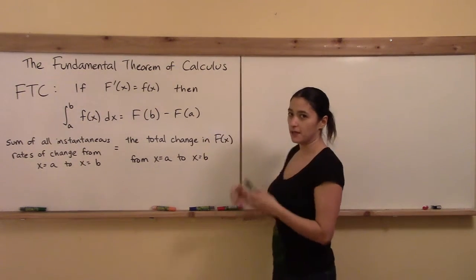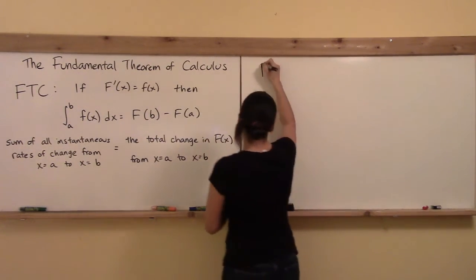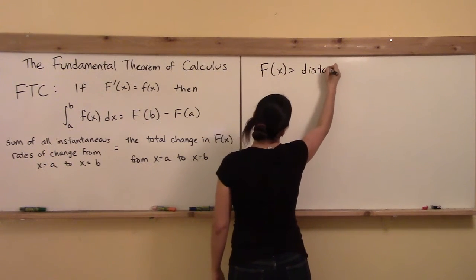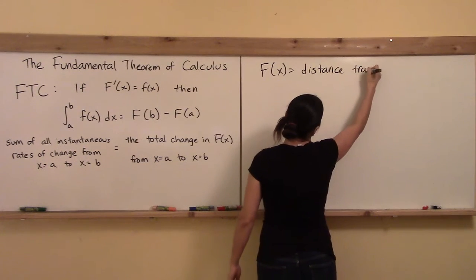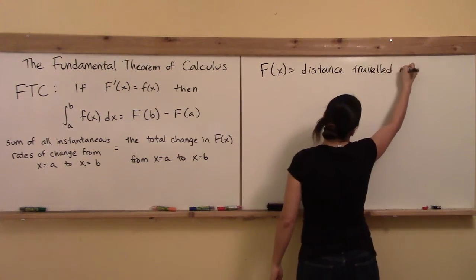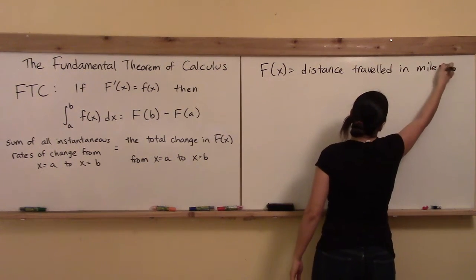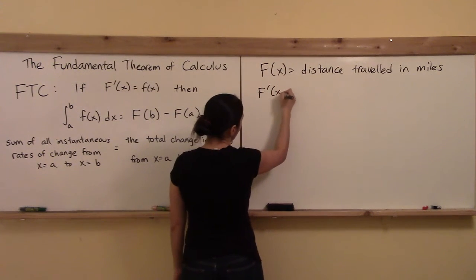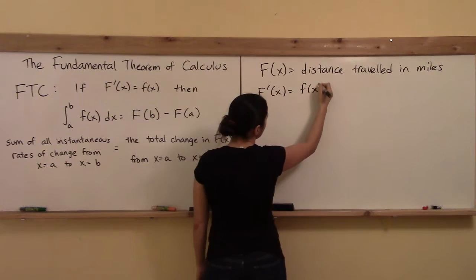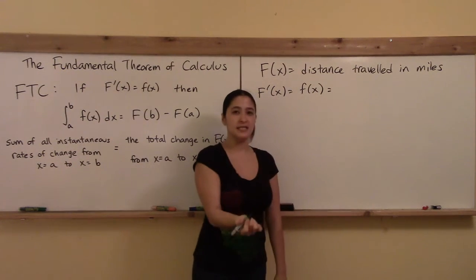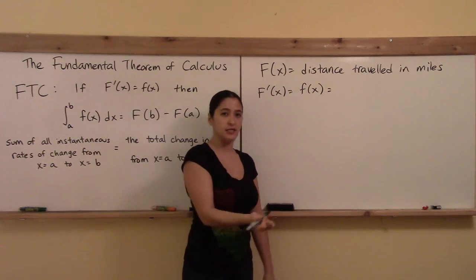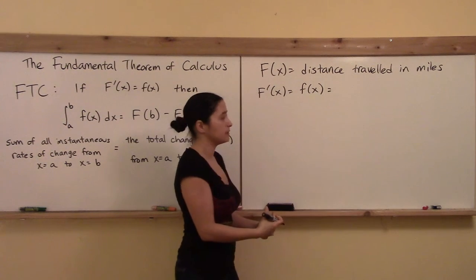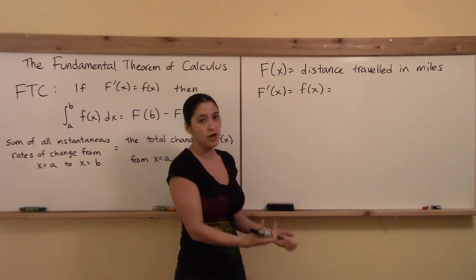Let's pretend I'm in my car driving on the road somewhere, and capital F of x is the total distance traveled in miles. Okay? And then if I take the derivative of that, f prime of x, which is little f of x, that would be the instantaneous rate of change of the amount of distance that I've traveled. The instantaneous rate of change of my position is going to be my velocity.